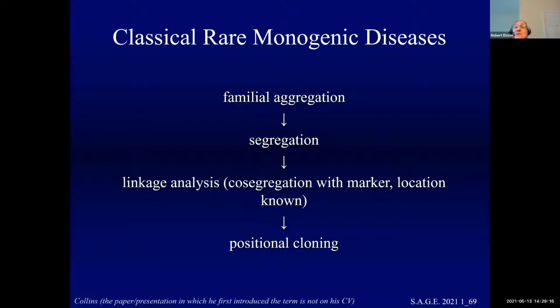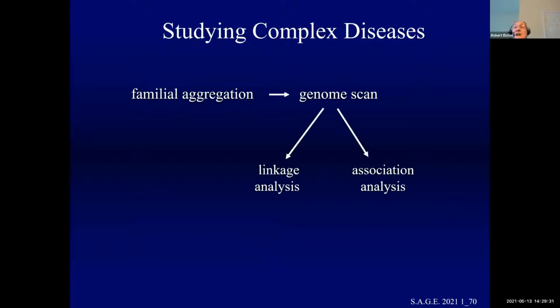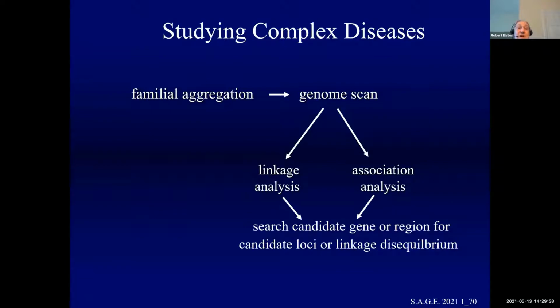So let us suppose we are studying a complex disease. The first thing is to determine whether you have familial aggregation and possibly a genome scan. And then you go to either linkage analysis or association analysis, and you search for a candidate gene or region, which is a region for a candidate loci or linkage disequilibrium.